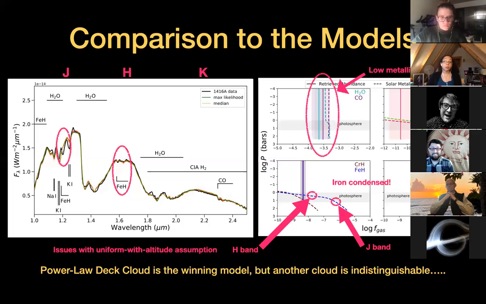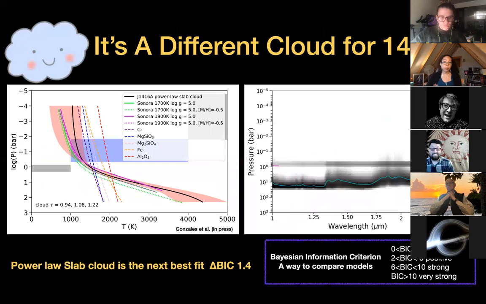So while this is the winning model, we find that there is another cloud model that ends up being indistinguishable from this one. And that is a power law slab cloud model. And the way we're intercomparing models is using the Bayesian information criterion, or BIC. And from this table, you see a BIC between 0 and 2 means that there's no preference between the models. This has a BIC of 1.4.